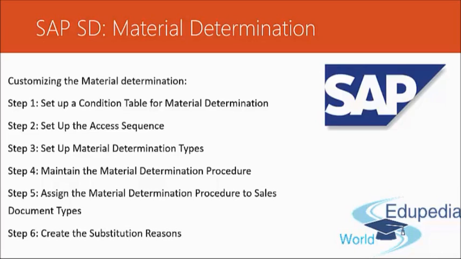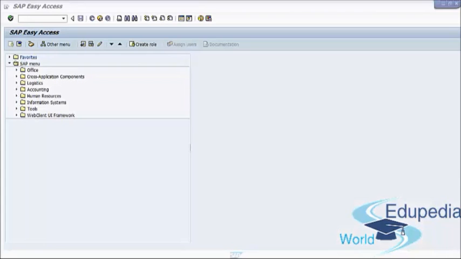Second step, set up the access sequence. Now we will take a closer look at this customization step. To create your own access sequence, use transaction code OV11 or go to transaction code SPRO.